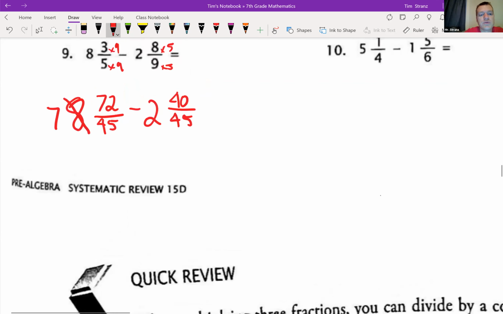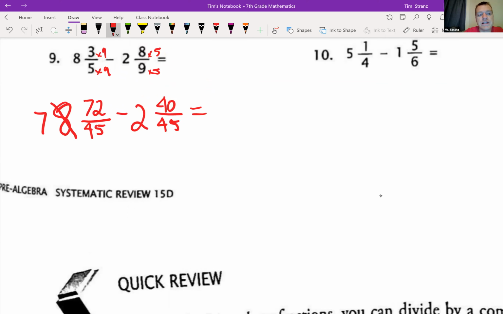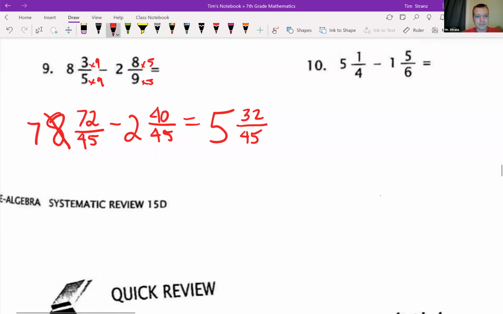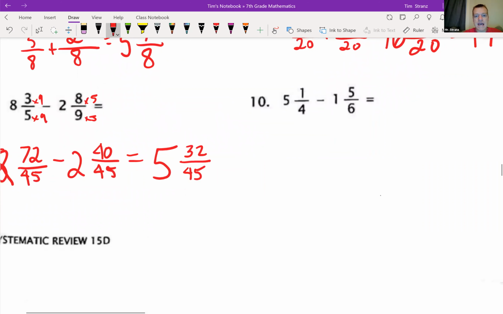So really, instead of 27 now, it's 72. Okay, and we can do 72 minus 40 now, and we can do 7 minus 2. So 7 minus 2 is 5. 72 minus 40 is going to be 32. There you go, 5 and 32 45ths. Okay, number 10.